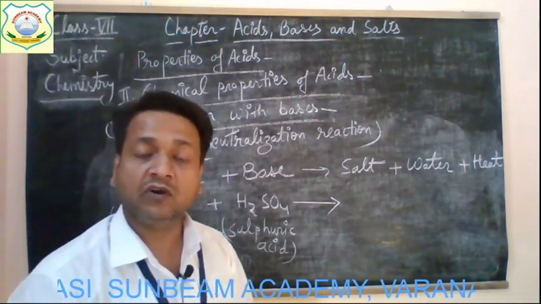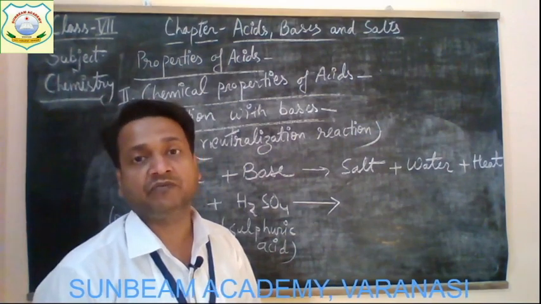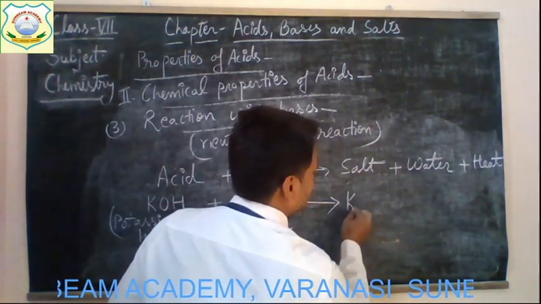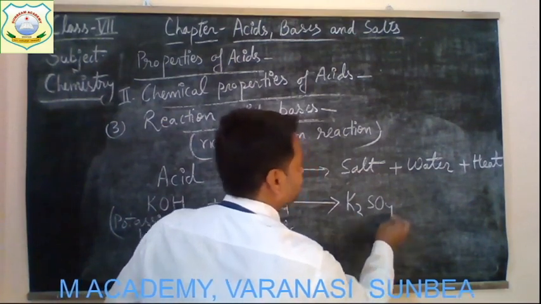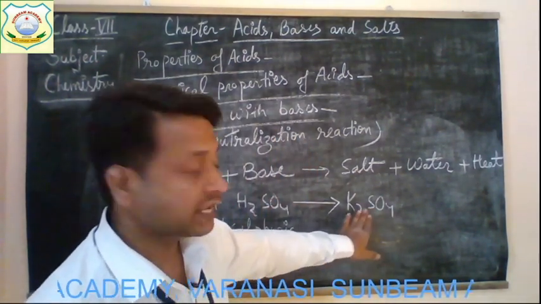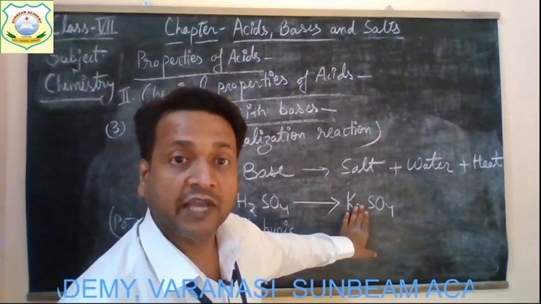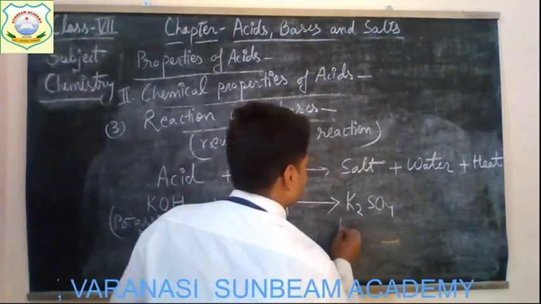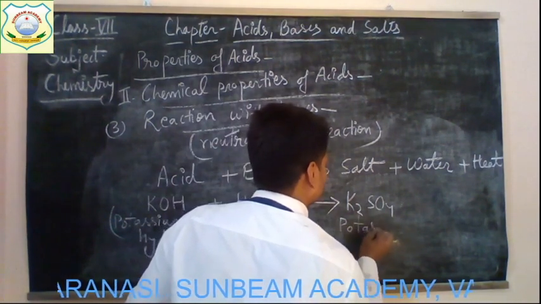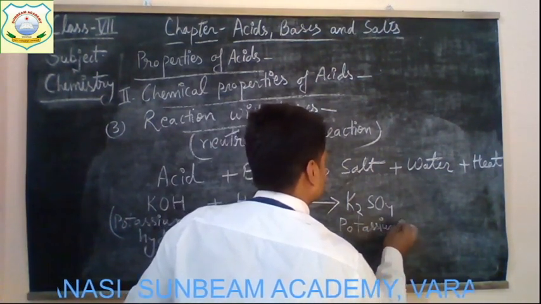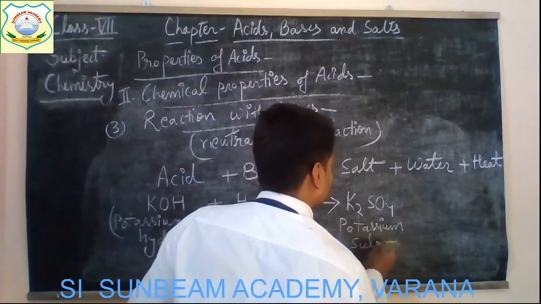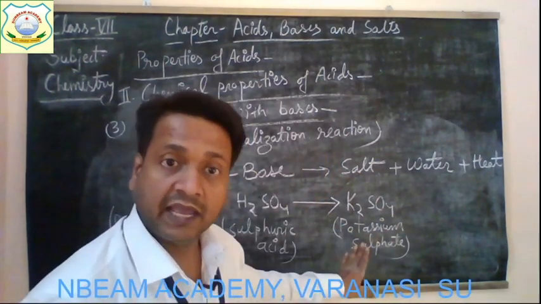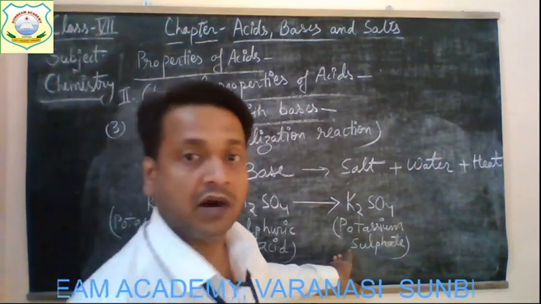Which salt will form? Potassium sulfate, and the formula of potassium sulfate is K2SO4. So K2SO4 is the formula of potassium sulfate. It is a kind of salt. And along with this salt, water will also form.